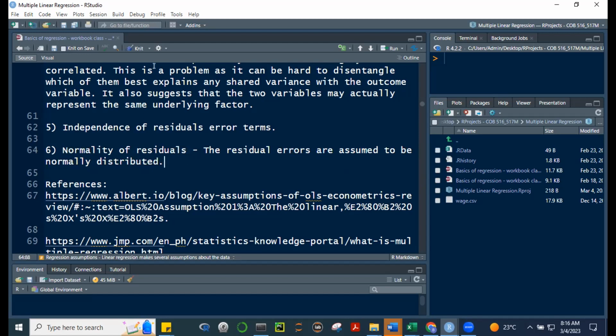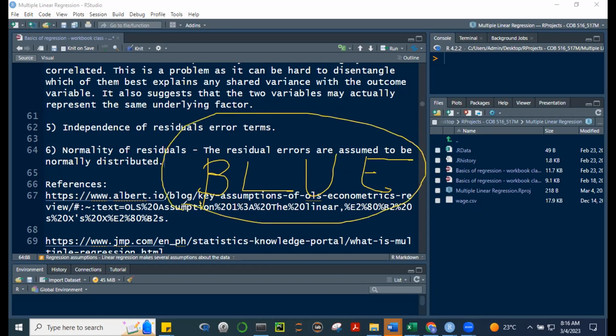Now, when all of these assumptions are met, then we are able to generate what we call the BLUE model. Okay, the blue, B-L-U-E. What does BLUE mean? BLUE means best linear unbiased estimators. Yun ang ibig sabihin ng blue. No? And that's what we seek. We seek that our model be the best.